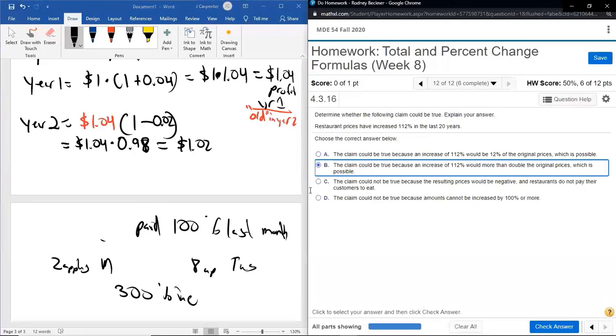And in the last 20 years, it is very easy for restaurant prices to double. Commodities like that tend to increase more than inflation, whereas other things like technology tend to not inflate at the same rate. In fact, often they deflate.